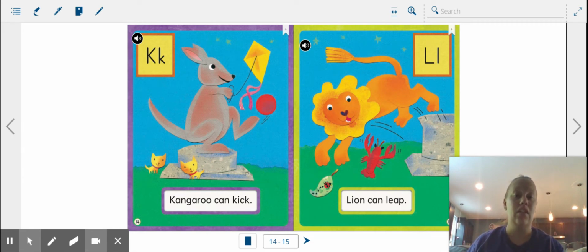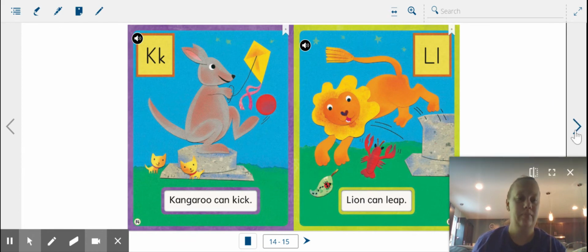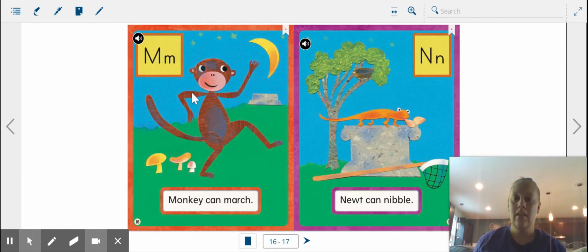L says lion can leap. Lion starts with an L. M says, like you just ate something really good and you're rubbing your belly. Monkey can march. N says newt. He's a newt, kind of like a little lizard. Newt can nibble.